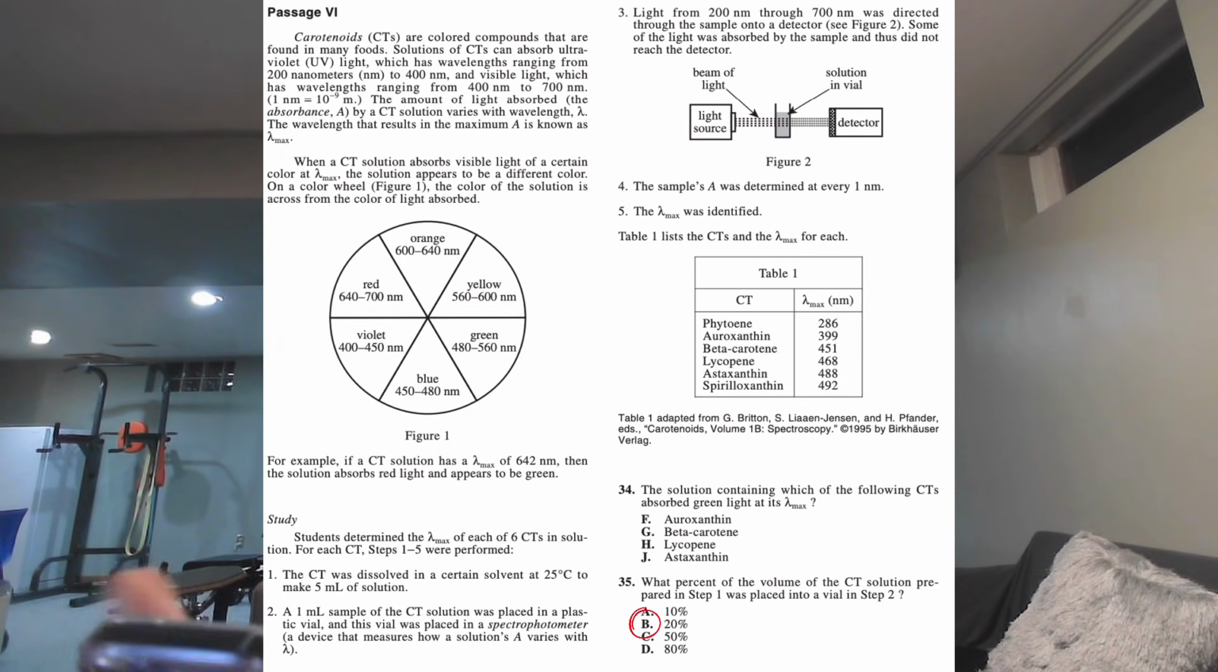To answer these questions, I didn't have to read the whole passage, right? I didn't have to understand what the experiment was talking about. I just had to identify what the question was asking and where in the passage that answer lies. And it's very simple, right? You're basically simplifying the question from what percent of the volume of the CT solution to what percent of 5 is 1, right? And that's 20%.